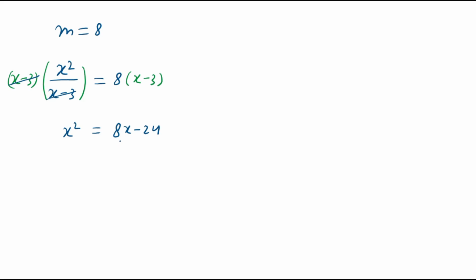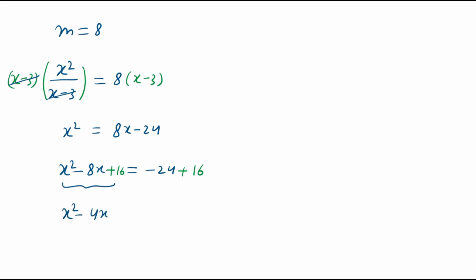Now this 8x, if we take it to the left hand side, then x² − 8x = −24. If we add 16 to both sides, look carefully, in the left hand side this quadratic equation is factorizable. Here we will apply middle term split.